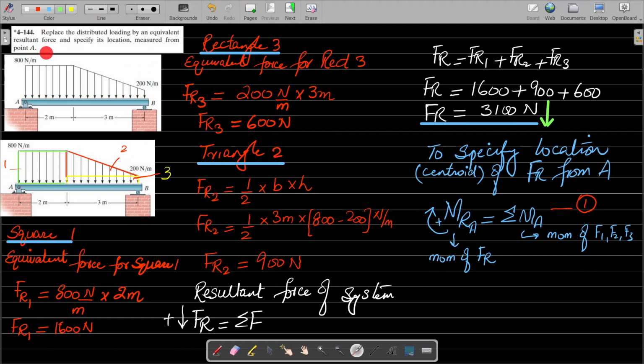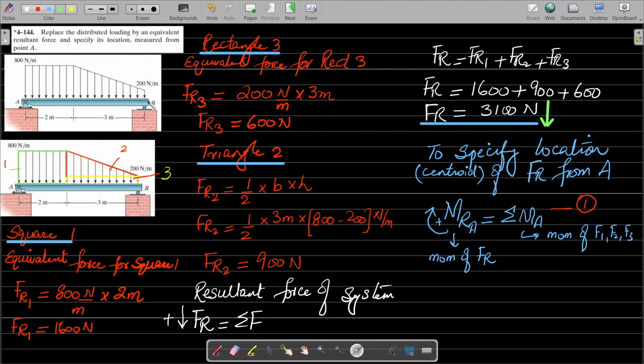Okay, so the problem at hand today is that we need to replace the distributed loading by an equivalent resultant force and specify its location measured from point A. The distributed loading is basically from A, starting at 800 Newton per meter, and it is going up till this point. This is the distributed loading, 800 Newton per meter.